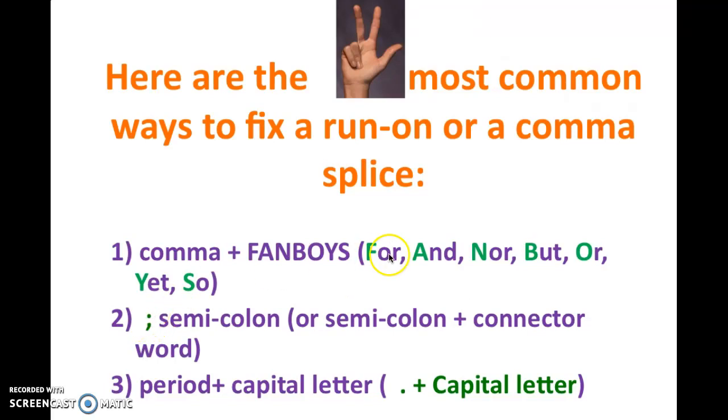If you don't want to use a fanboy, you can use a semicolon, or you can use a semicolon with a connector word like however, moreover, one of those transition words. Finally, you could use a period and a capital letter. So there are 3 ways that you're going to be able to fix a run-on or a comma splice.